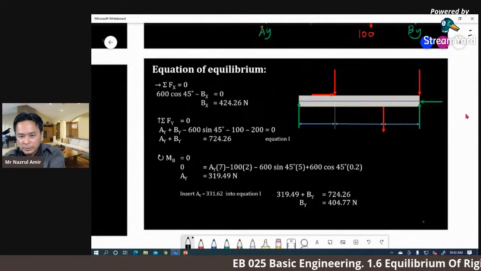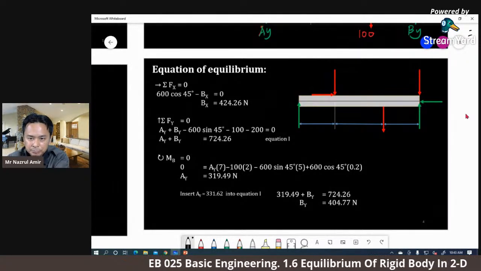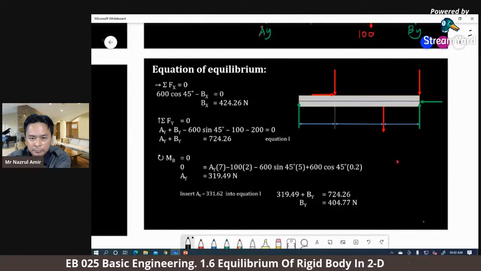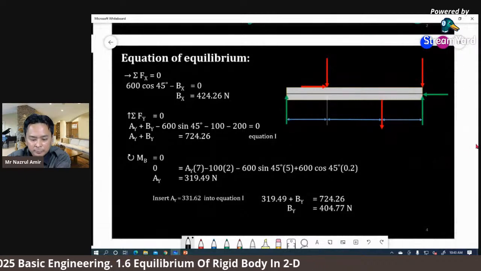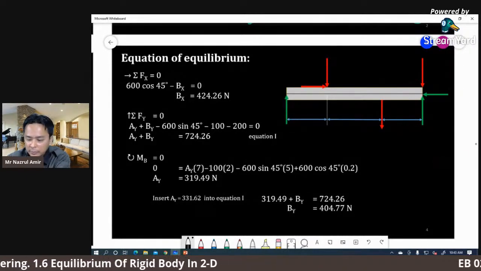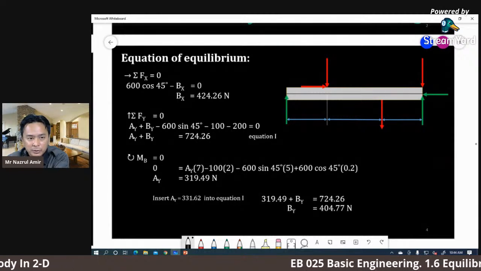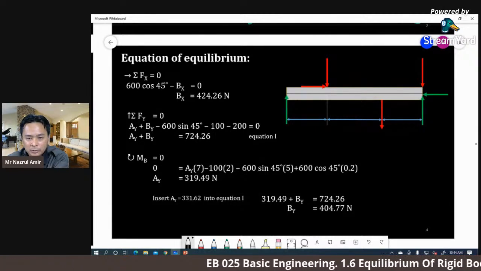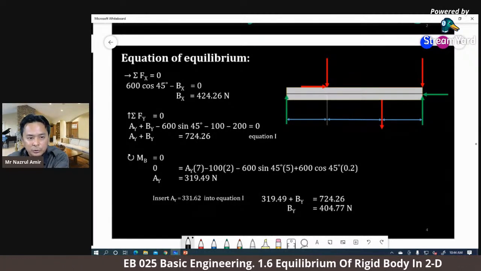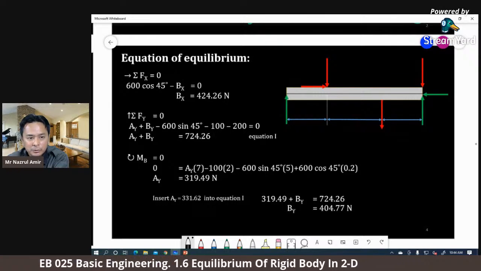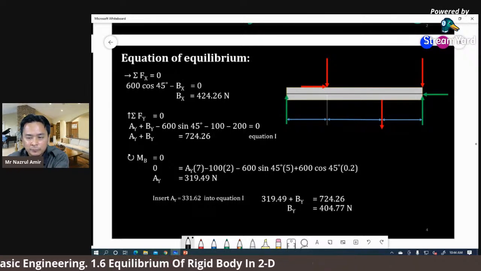Okay, this is the proper answer for equation of equilibrium. Here we start with summation Fx equal to 0, because this is the most simple one. There are only two components in the X direction: one component for the action forces, and one component for the reaction force.